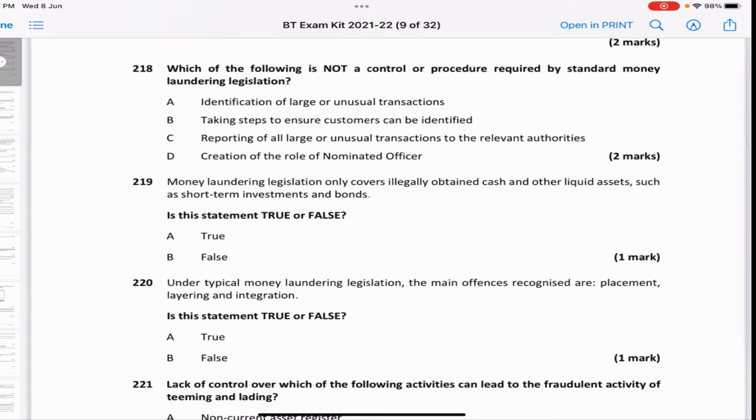Which of the following is not a control or procedure required by standard money laundering legislation? Identification of large or unusual transactions, taking steps to ensure that the customers can be identified, reporting of all large and unusual transactions, creation of the role of a nominated officer. So, the nominated officer is responsible for investigating any large or unusual transactions. They would only be reported to the appropriate authorities if there were sufficient grounds of suspicion.